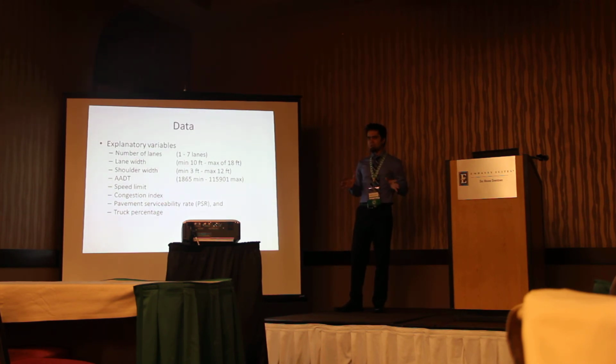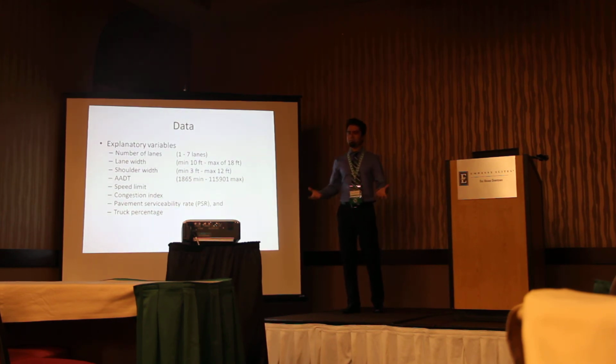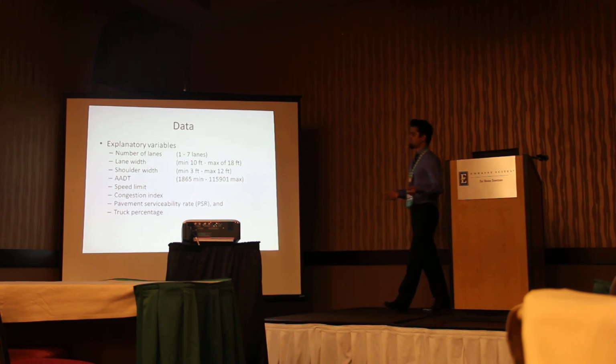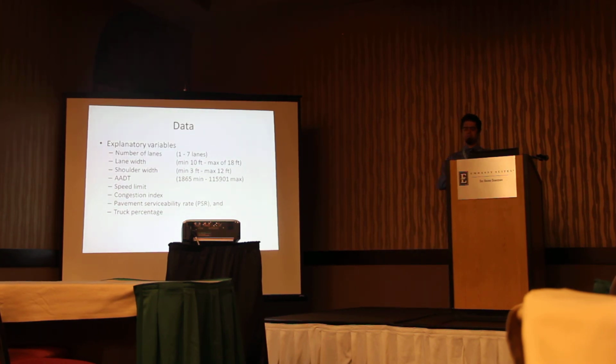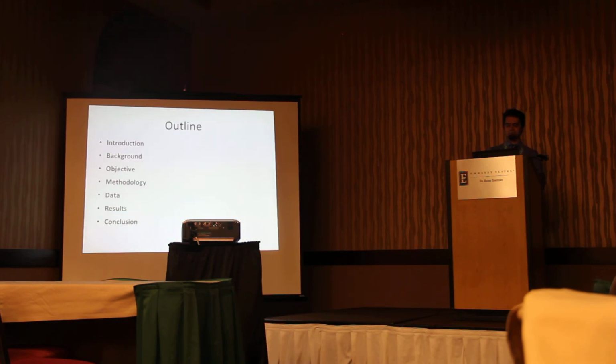is actually talking about the pavement condition. So the higher this number is, the better the pavement is. And also the congestion index: the higher that index is, the more congestion there is on the roadway. More than 6,000 segments with an average length of 2.2 miles were used in the modeling.